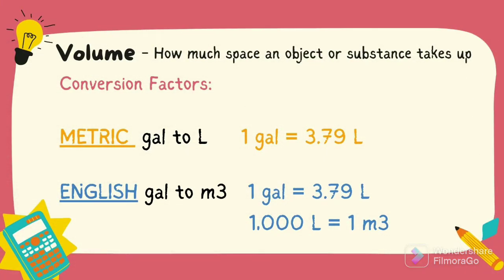The volume is defined as how much space an object or substance takes up. To convert volume into metric unit, we can use the formula gallon to liters. 1 gallon is equal to 3.79 liters. And to convert volume to English unit, we can use the formula gallon to cubic meter. 1 gallon is equal to 3.79 liters and 1,000 liters is equal to 1 cubic meter.